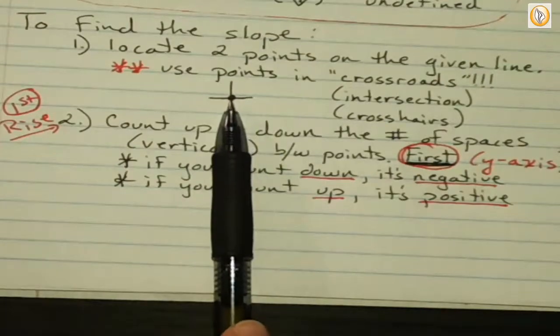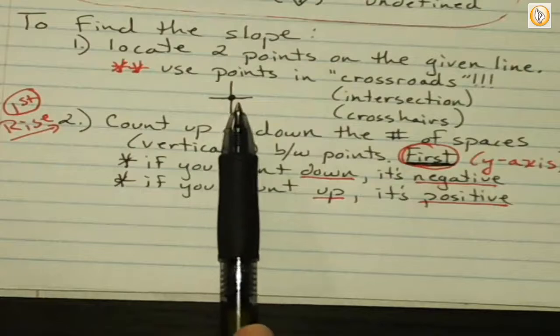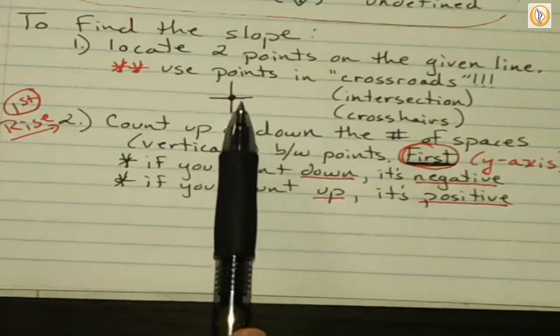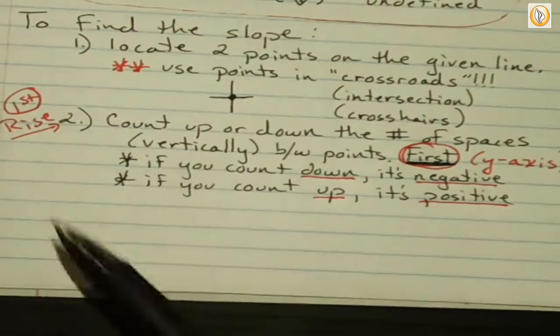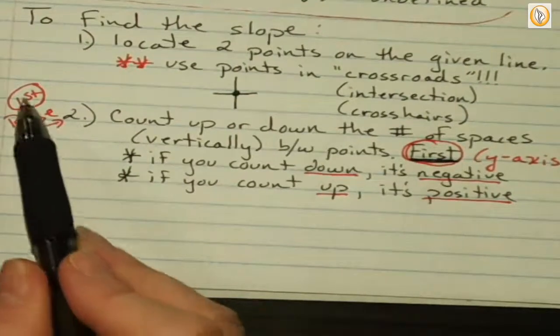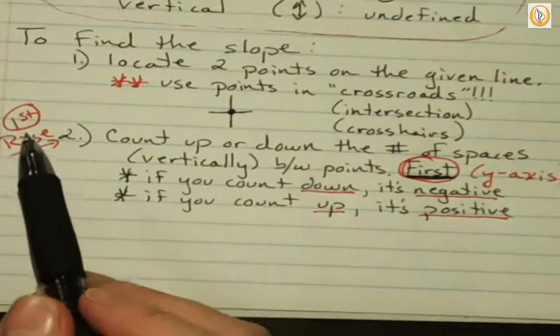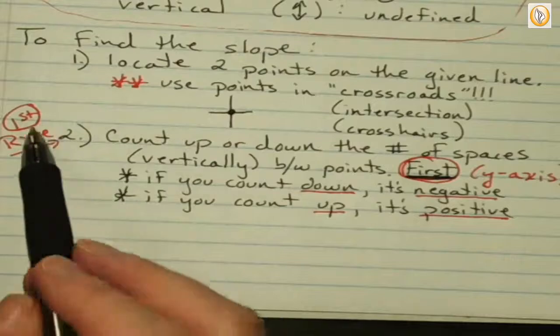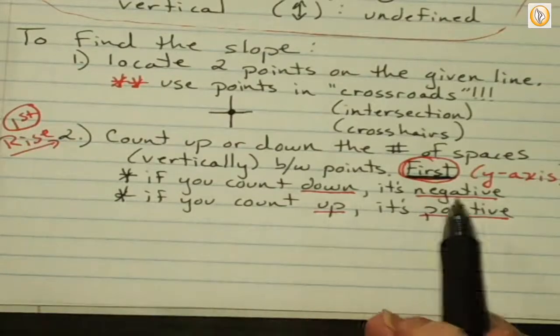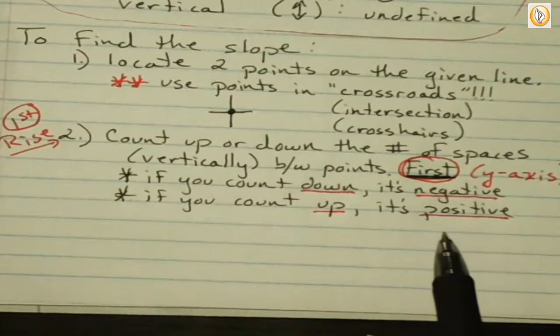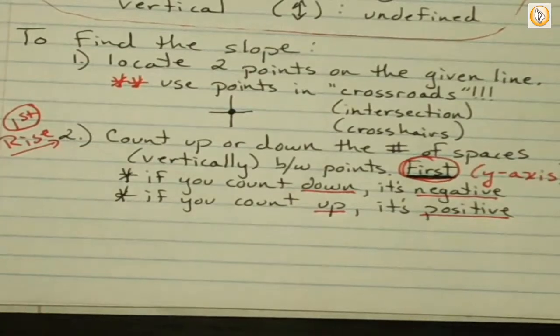Points have to be in an intersection or the middle of the perpendicular lines, right? Okay, so we get that. Don't worry if you don't understand why. Just know that the points have to be in the middle of that intersection. When you count, you have to go up and down first. What are you counting? I'm going to show you. If you count down, it's negative, up is positive. Okay? I'm going to tie it all together. You know I will.